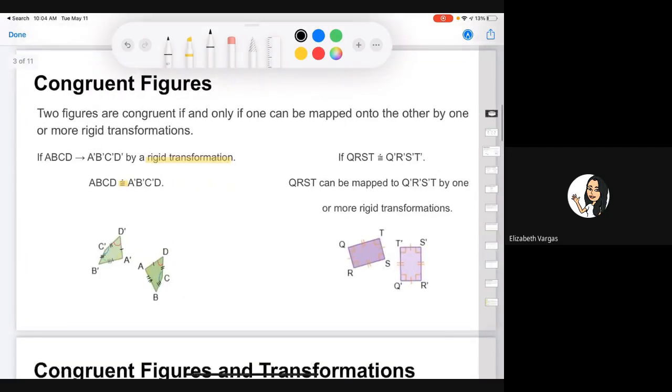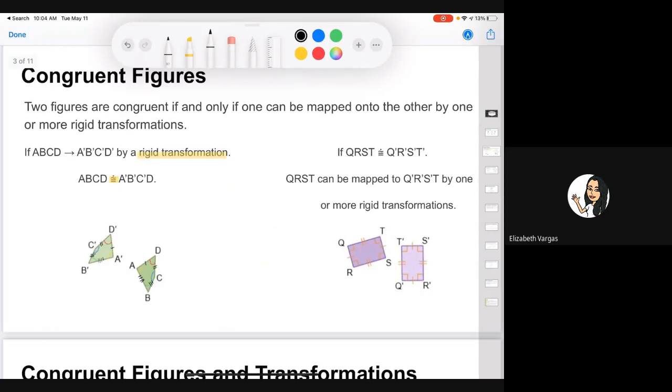Okay, here we have another example. This one says if QRST is congruent to Q prime, R prime, S prime, and T prime, then what we can assume from that is there must have been a rigid transformation applied, because only rigid transformations allow our two figures to remain congruent. So here we're told that these two figures are congruent, and therefore one or more rigid transformations must have been applied to them.